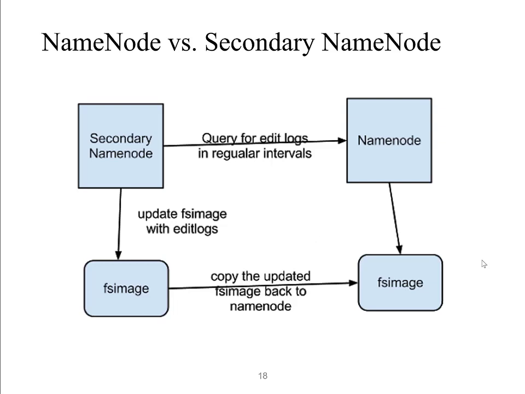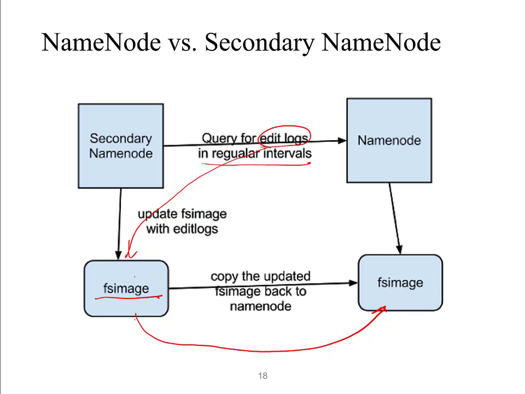So this figure shows the relationship between name node and secondary name node. Basically, the secondary name node queries for edit logs at regular intervals. It updates the FS image stored in the secondary name node with the edit logs here, and copies this one back to name node. So make sure that in such a case the two FS images are the same.